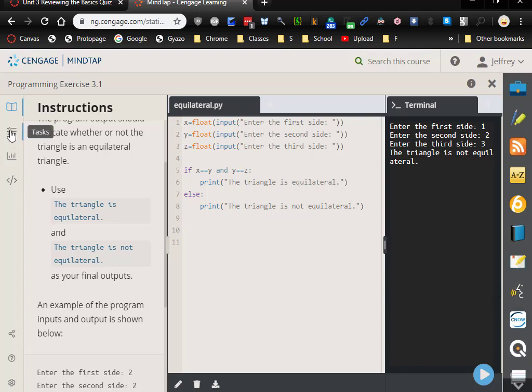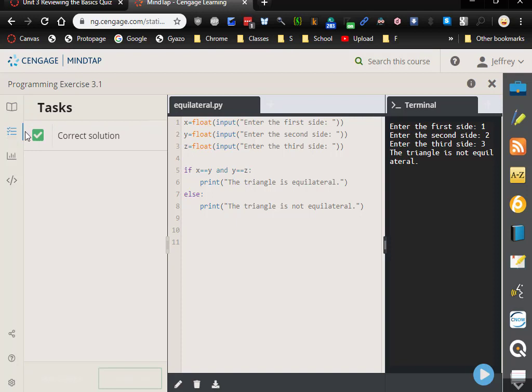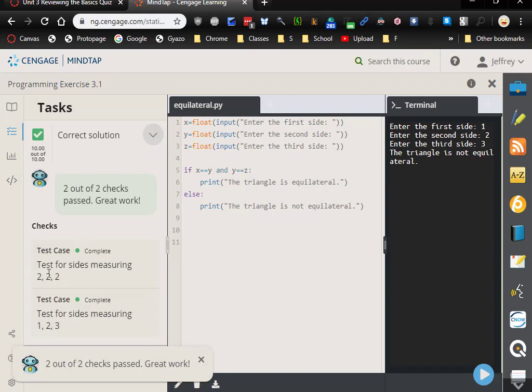So I'm going to come over here and run the tasks to get credit for it. So I click on the tasks. And then I click on the green checkbox, and their website runs our code. 2 out of 2 checks passed. Great work. What if I'd gotten an error message? If I'd gotten an error message, I would hope that it, well, now I'm not seeing how to expand the output. Okay, there it is, right? The arrow will show me how they test it. They test it for 2, 2, 2, and then they test it for 1, 2, 3.